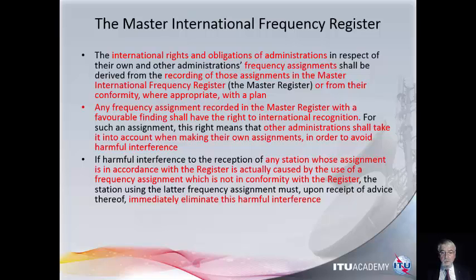If harmful interference to the reception of any station whose assignment is in accordance with the register is actually caused by the use of a frequency assignment which is not in conformity with the register, the station using the latter frequency assignment must, upon receipt of advice thereof, immediately eliminate this harmful interference. And that is most of the time done by Appendix 10, a report of harmful interference.